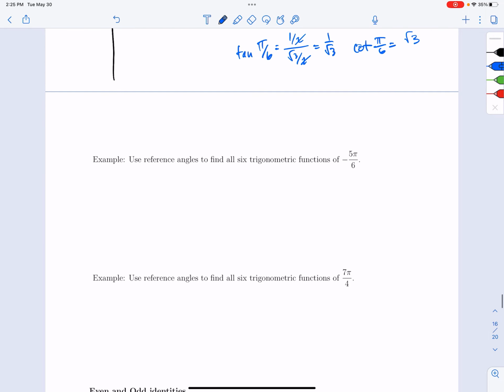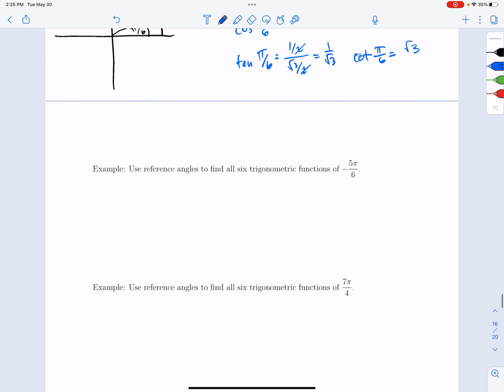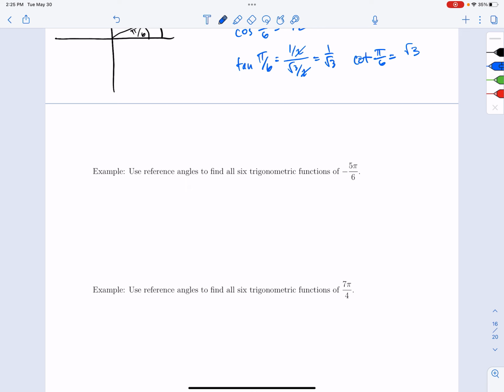What we're going to do here is use the reference angles to find the value of the 6 trig functions. So this first one, our angle is negative 5 pi over 6. Let's locate that. Because this is negative, I'm going to be going in the clockwise direction. If you're not sure where to end, you can think, well, 5 pi over 6 is over here. That would be positive 5 pi over 6. So if it's negative 5 pi over 6, I'm going to go in the opposite direction, and I'm going to pass through the same angle, just going clockwise.